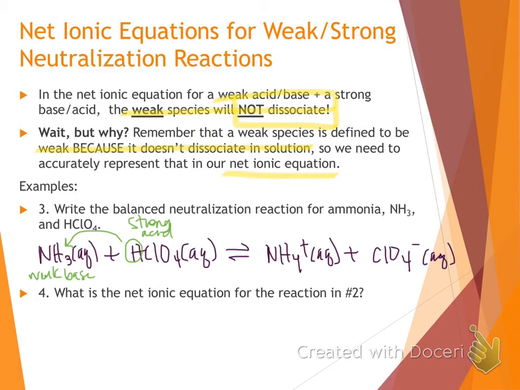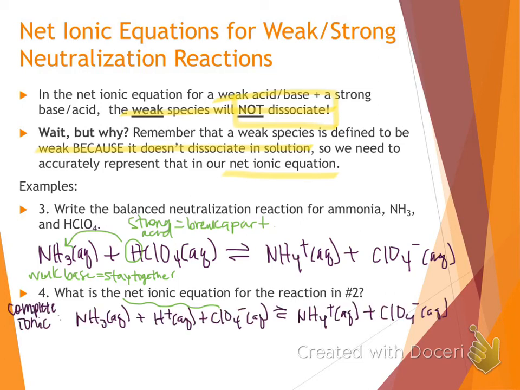Well, we just said that weak things, they do not dissociate. So when we go and write our net ionic for this, that weak base has to stay together. Strong acids do dissociate 100%. So we're going to show it dissociated or broken apart into its ions. So let's start on this one by writing our complete ionic. So in our complete ionic, we can see that our weak base has stayed together while our strong acid has been broken apart into its two ions.